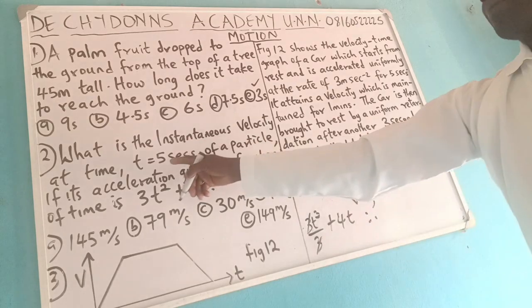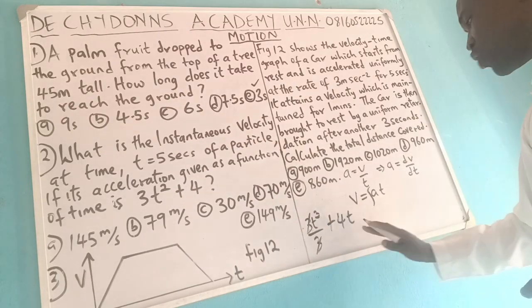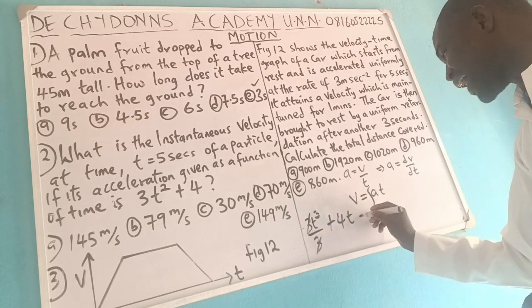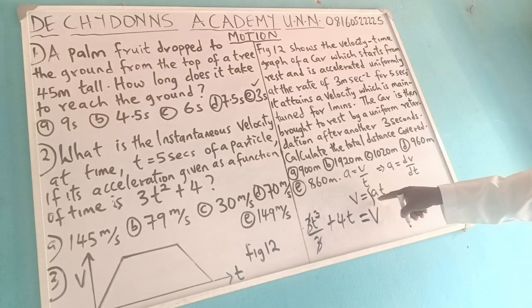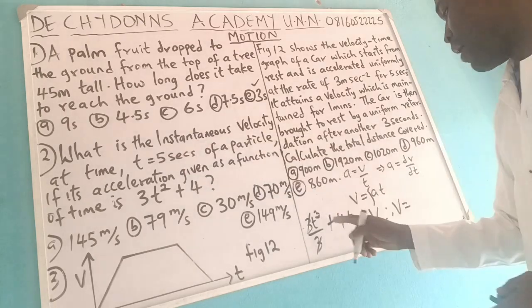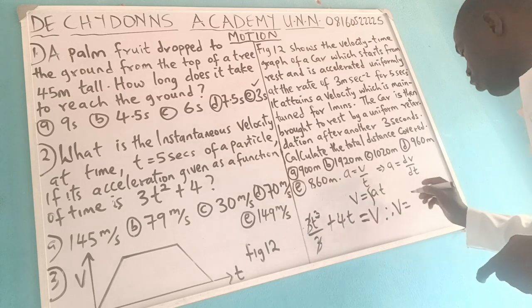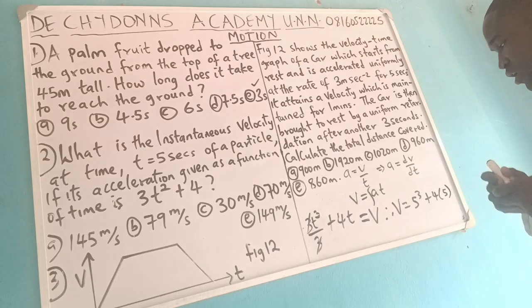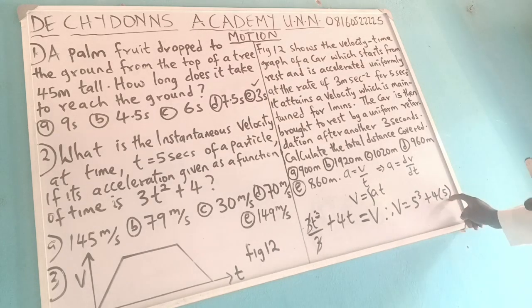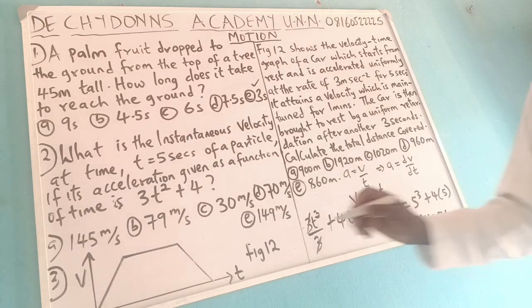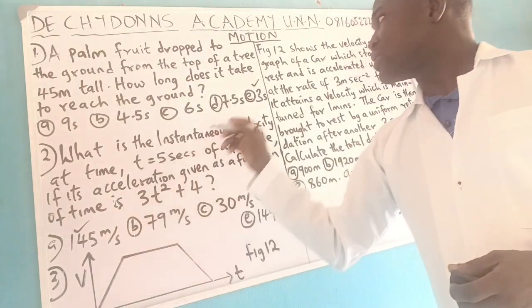Therefore, carry the power of 5. You have 3 divided by 3, it will go back to 5 raised to power 3 plus 4t. That is equal to your v. Because we say when you integrate this, you have velocity. Therefore, velocity will be equal to, carry 5 and put here, 5 cubed plus 4 bracket 5. That will be giving us 5 cubed is 125. 4 times 5, 20. 125 plus 20 will be giving you 145. 145 meters per second. So that means option what? A. This one, option A.